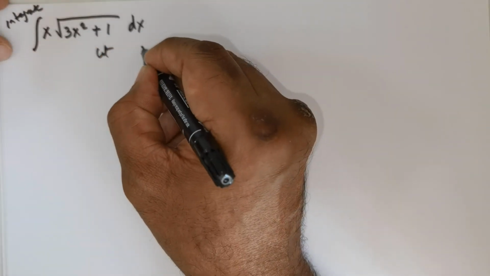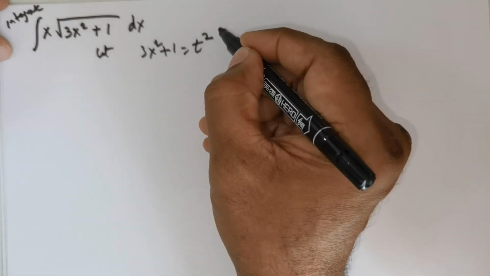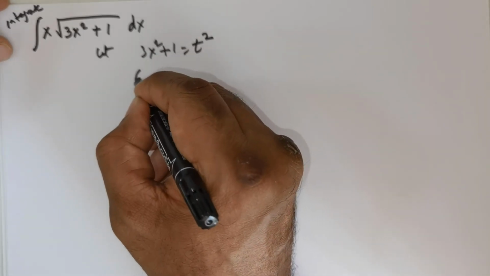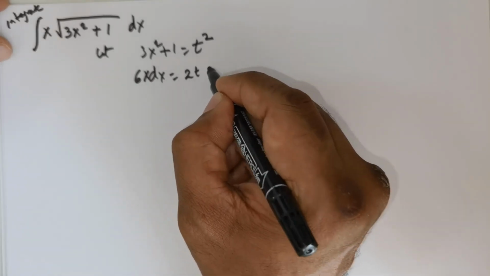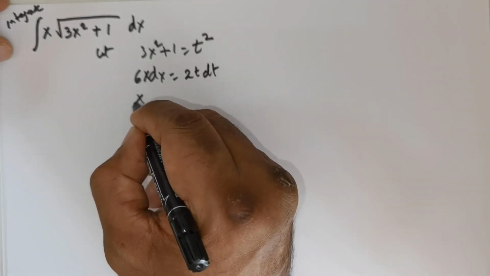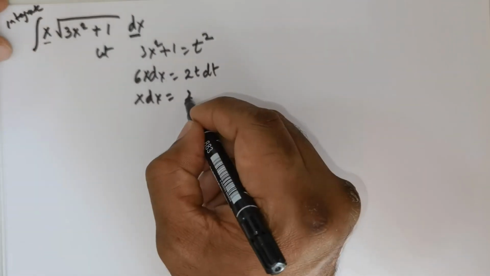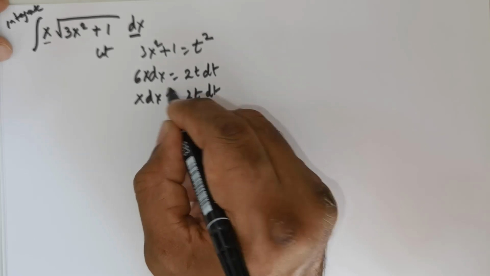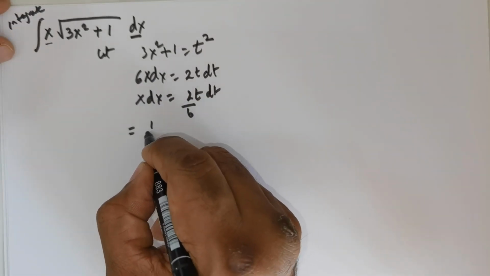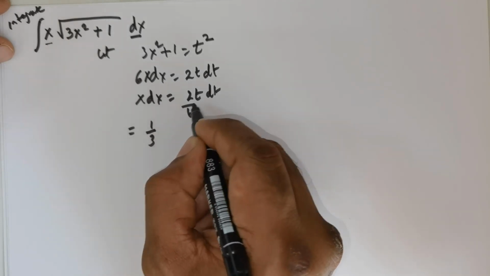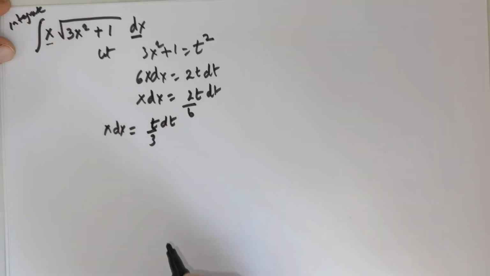So what I wish to do is take 3x squared plus 1 to be equal to some t squared and differentiate both sides. This is going to be 6x dx equal to 2t dt. I need only x dx, so x dx is placed here, 2t dt on the right, and 6 is moved to the right, so this is going to be 1 over 3 times t dt. So I'm going to write it like this: t dt over 3 is nothing but x dx.